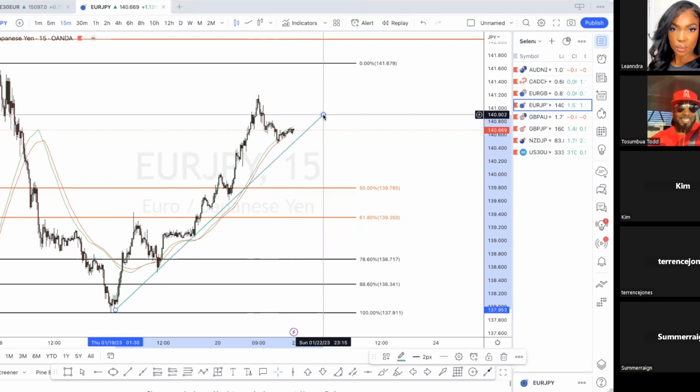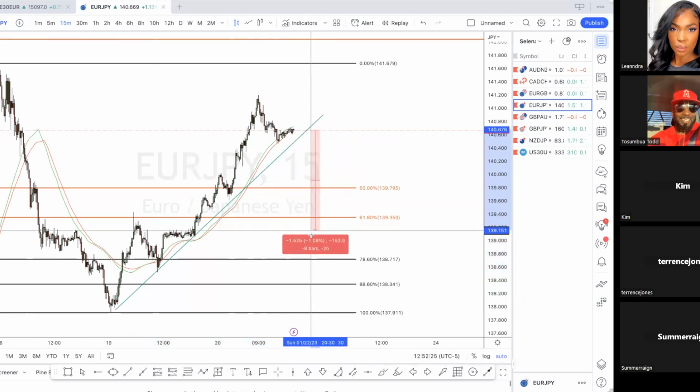Now, can you throw a ruler on there so I can see the pips? It is from there to the 78, or to that imbalance right before that 78. I need to count my money. 189 pips.